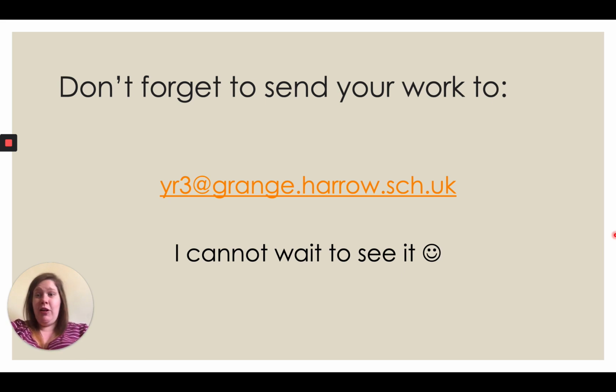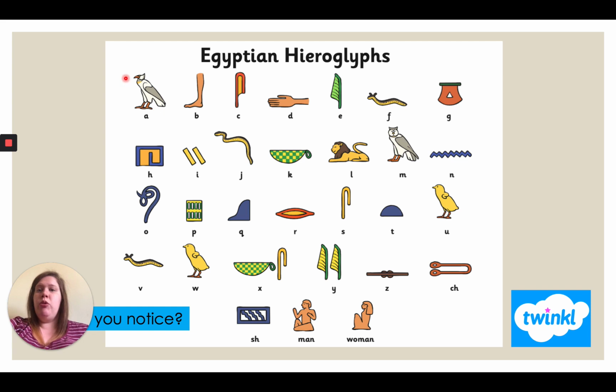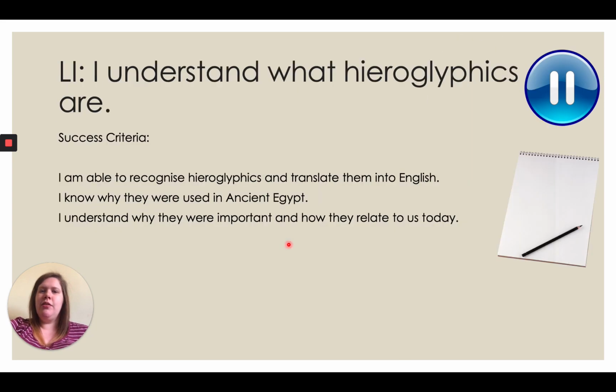I'm really impressed. So, we're going to just review the learning intention very quickly. We can recognise what hieroglyphics are, and we can begin to translate them into English. So, if we see this picture here, it would represent an A. This picture here would represent an R, etc, etc.